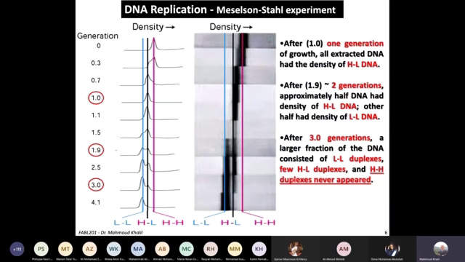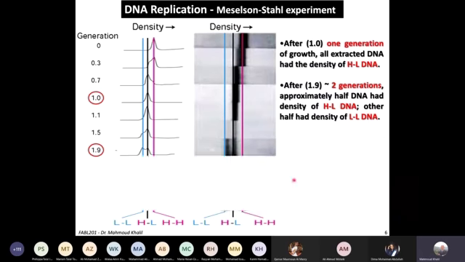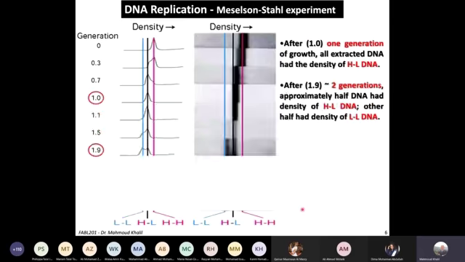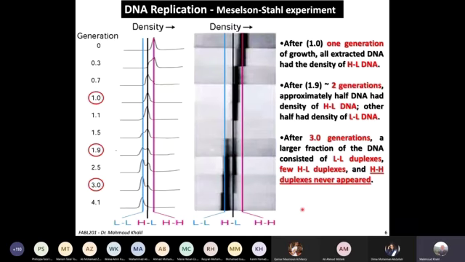You have very few HL duplex that soon will disappear, and the HH duplexes never appeared, because as I told you, in the semi-conservative, you never see upon the division of the bacteria the presence of the heavy, heavy. So that proves that the main mechanism for replication in bacteria is, or generally, it is semi-conservative.